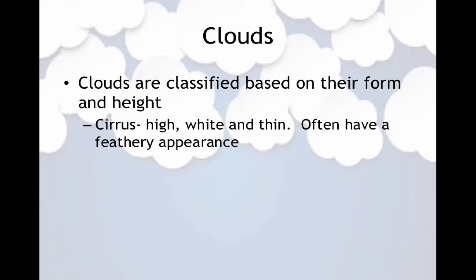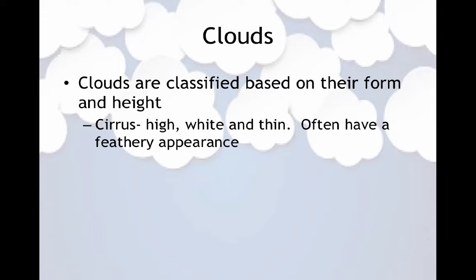Clouds are classified in two ways. They are classified based on their form and their height. There's three basic forms of clouds. All other clouds reflect one of these basic forms or a combination of them, or somehow they're modified.